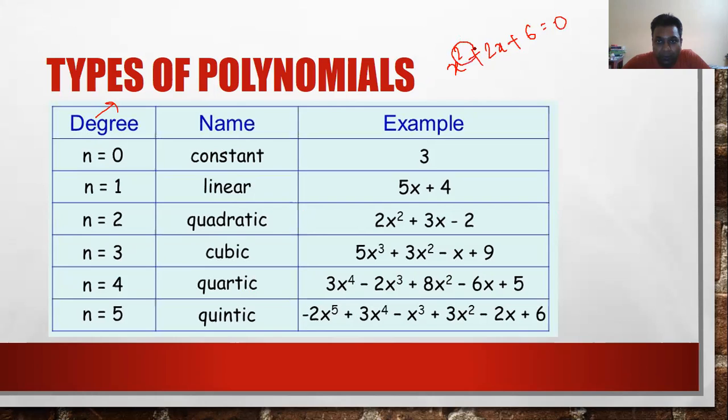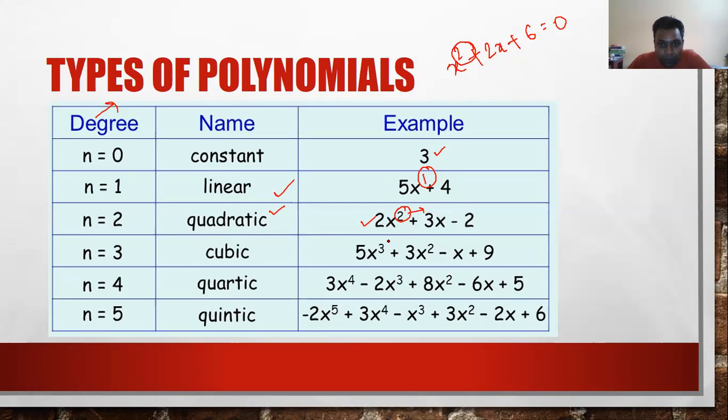Here the highest power is 2. Take this example. In this case, the highest power of the variable is 2, so it becomes a quadratic. Here the highest power of x is 1, so it's a linear. Here we don't have any power, so it's a constant, the constant polynomial.